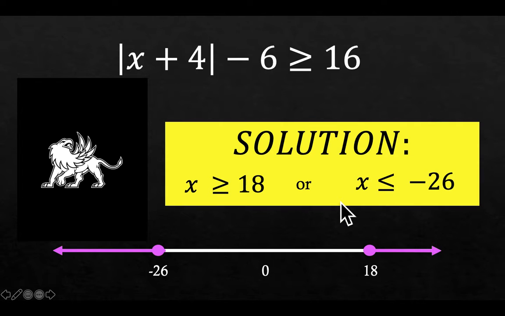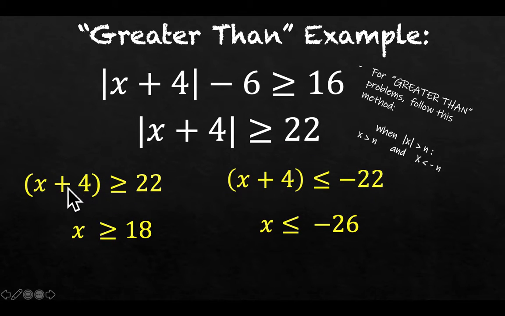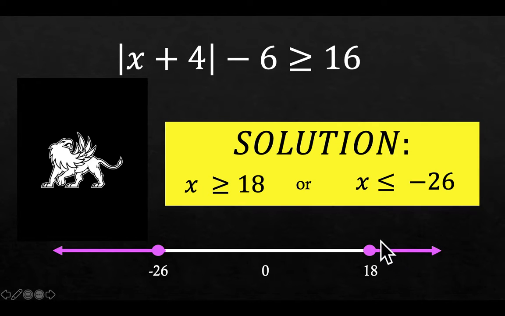The next step is to subtract 4. So from here to here, we subtracted 4 from both sides. So we got an answer of x is greater than or equal to 18 for this one. Then over here, when we subtracted 4, we got an answer of x is less than or equal to negative 26. Then as a solution, we have two parts to that solution. x is greater than or equal to 18, so that's shown here, or x is less than or equal to negative 26, and that's shown over here.